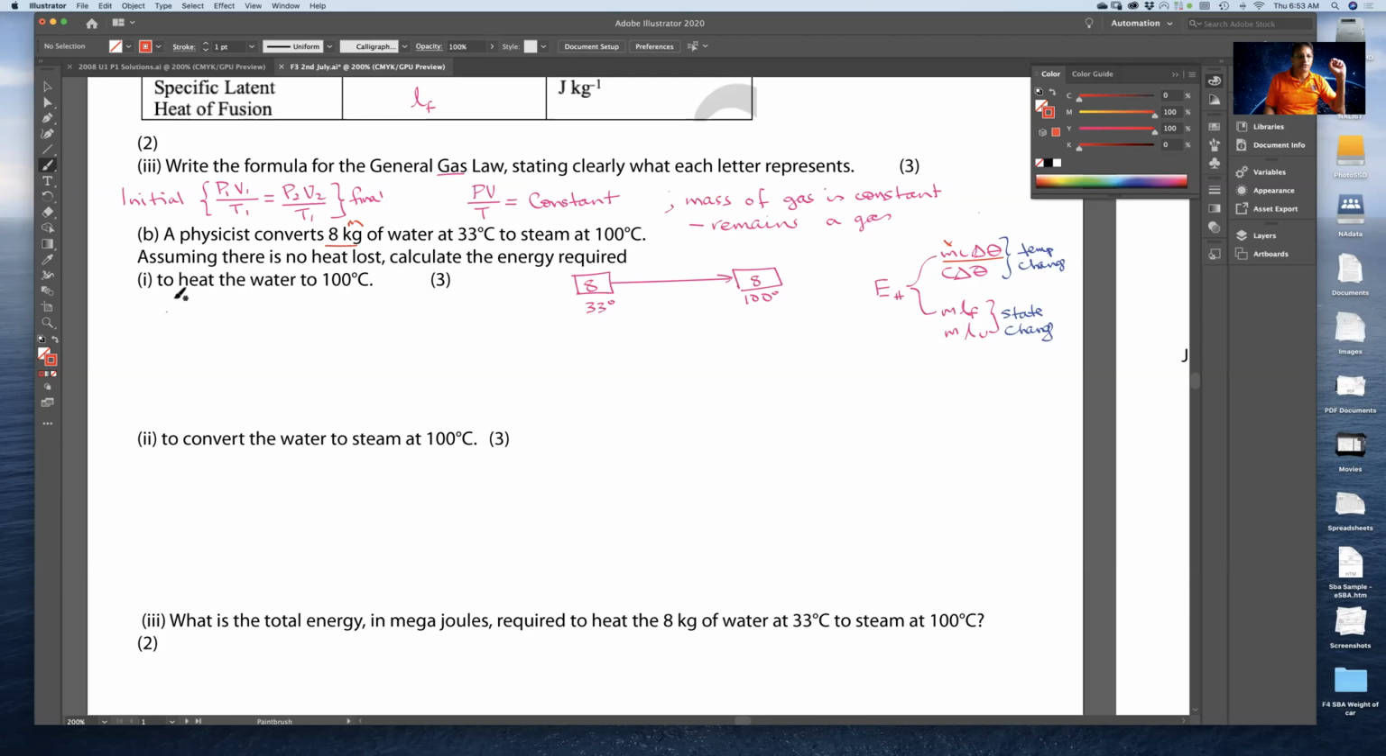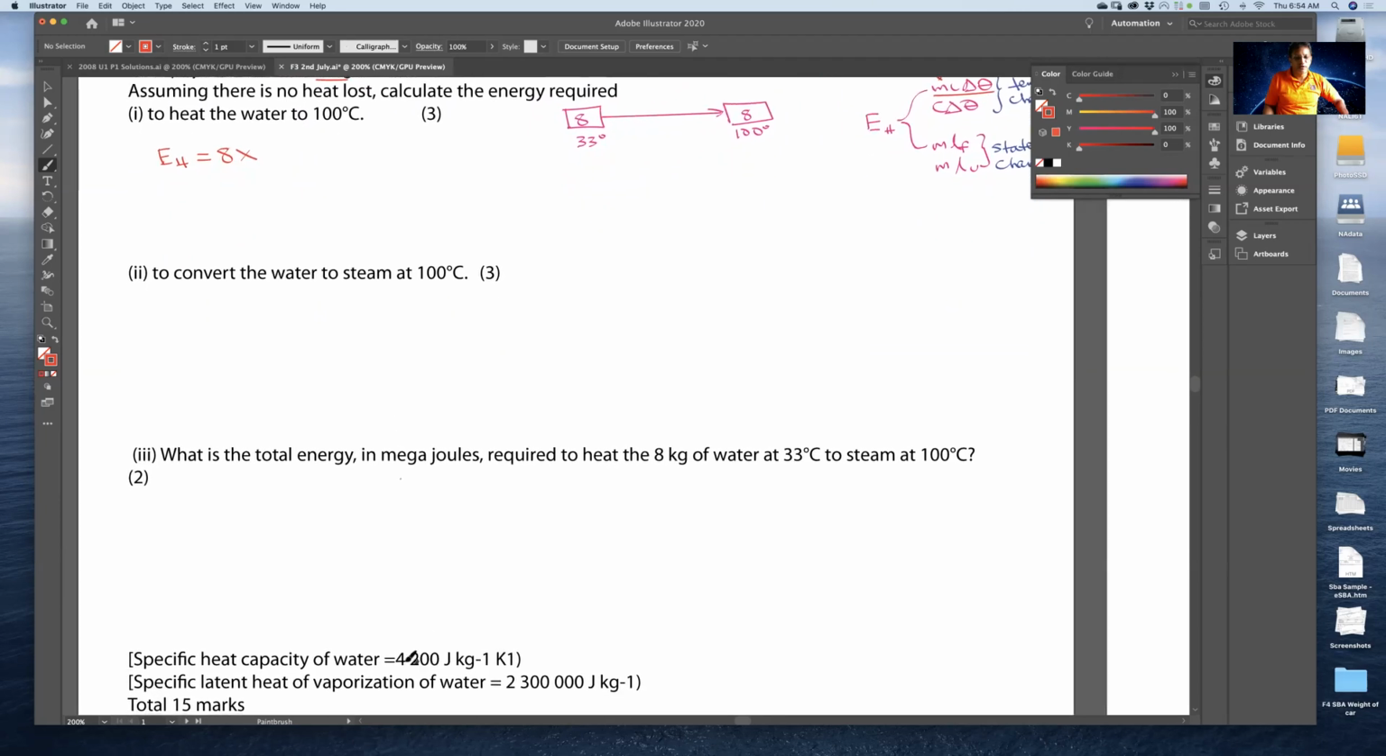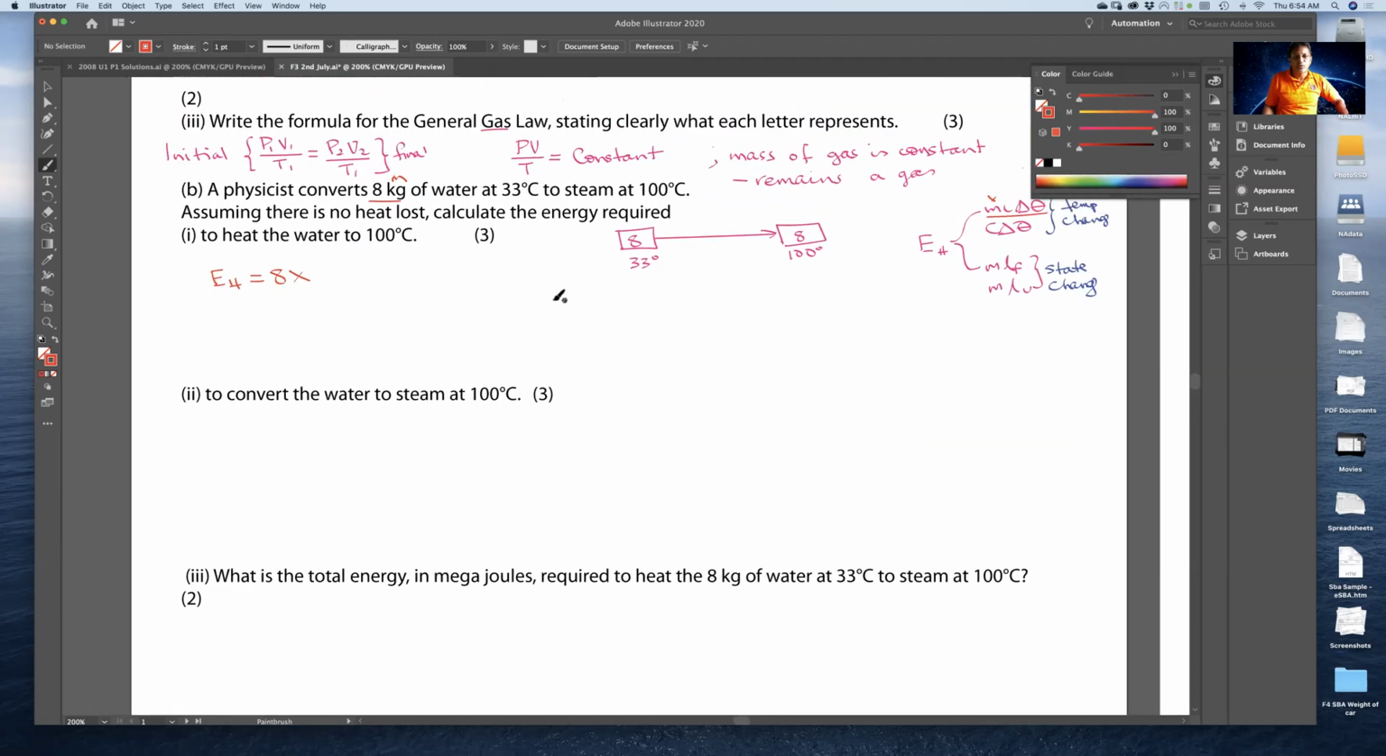It's simple thereafter. They're asking us how much heat was required. So EH would be the mass, which is 8 kilogram, multiplied by the specific heat capacity of water, which was given in the question to be 4,200, all right? So we can put the number here, 4,200. This is kilogram, and this is joule per kilogram, multiplied by the temperature change, which will be 100 minus 33. From this, we can crunch the numbers and we'll get our answer there.